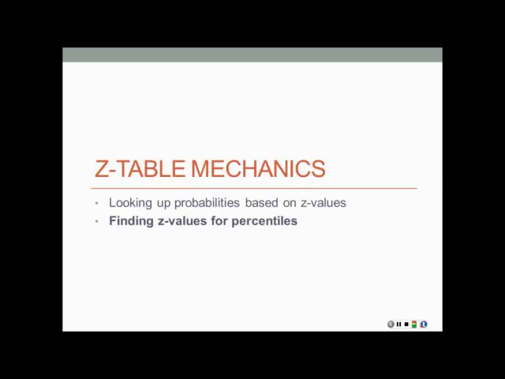Okay, in this part of the lecture, we're going to come back to z-table mechanics, but this time we're going to find z-values for percentiles. This is going to look backwards from what we've done before when we were looking at probabilities based on z-values. In other words, we're going to start from a probability in the center of the table and work our way back out to a z-value.